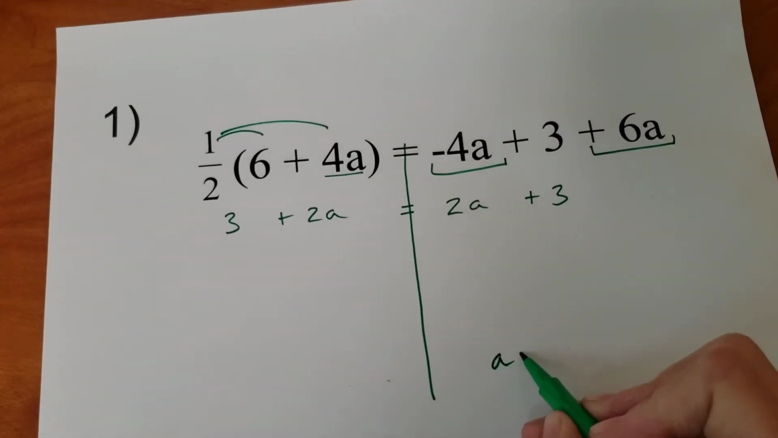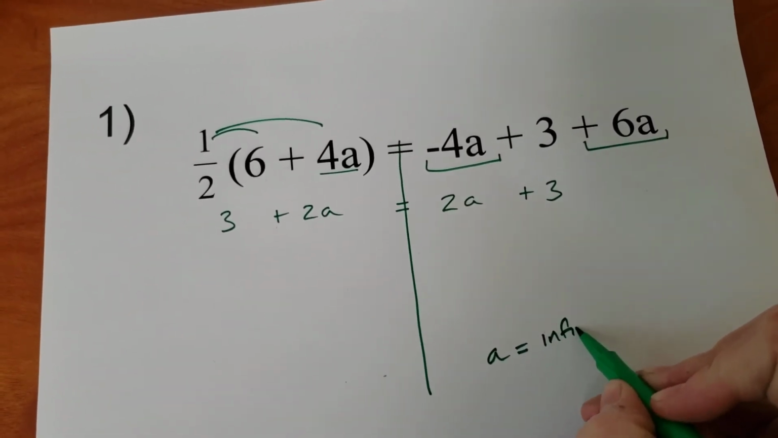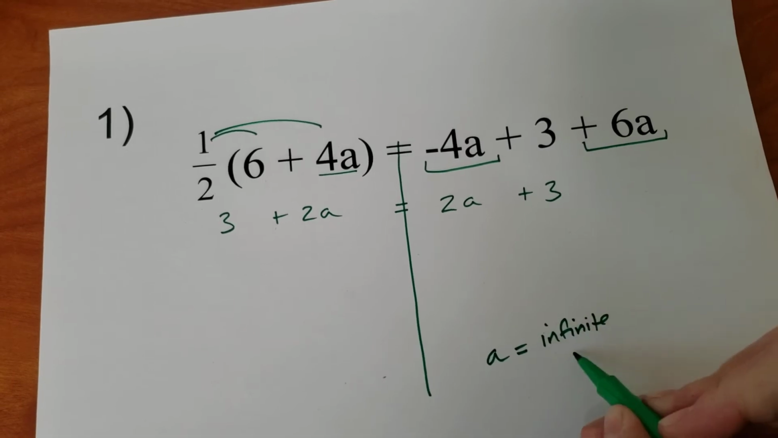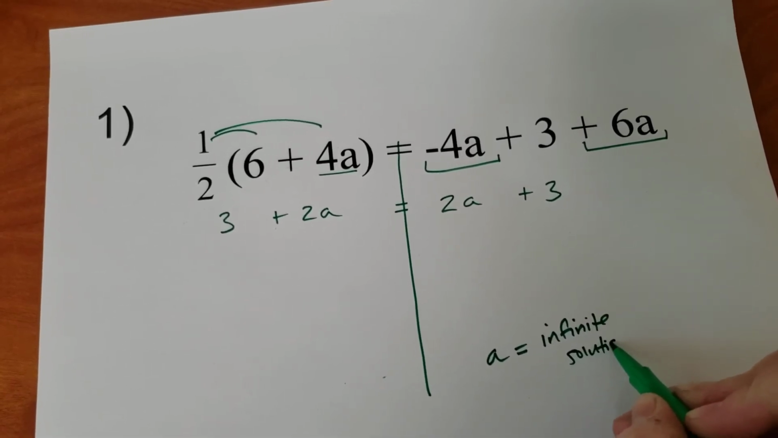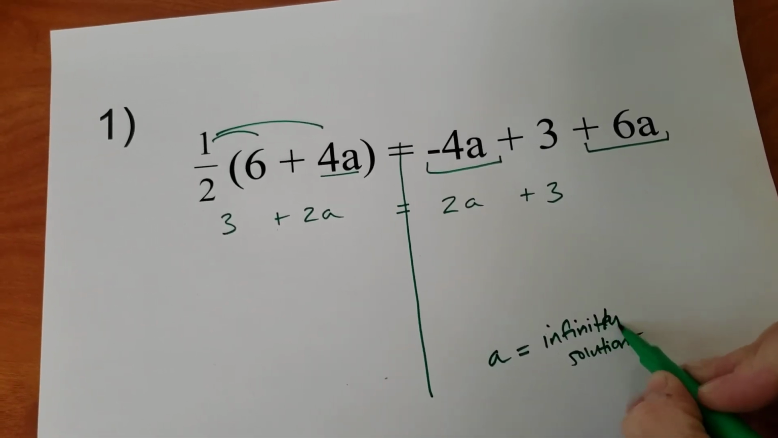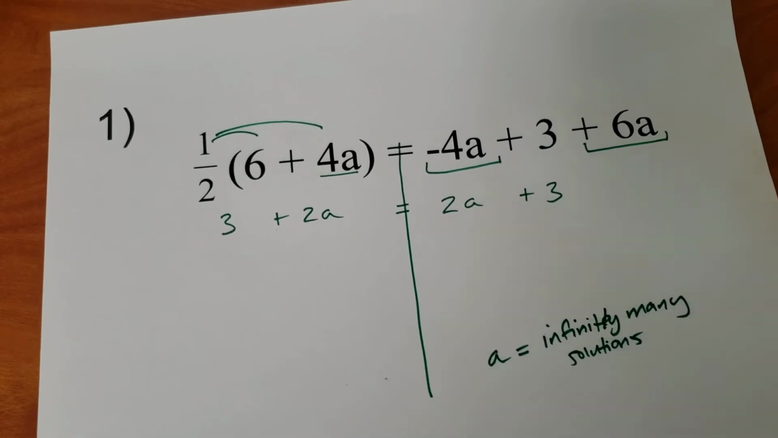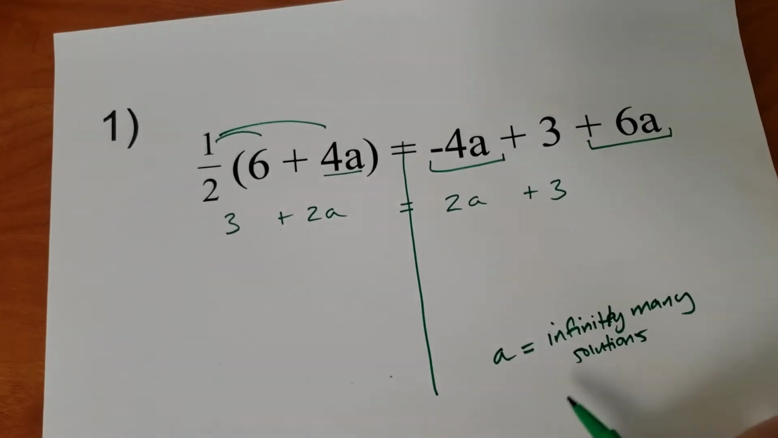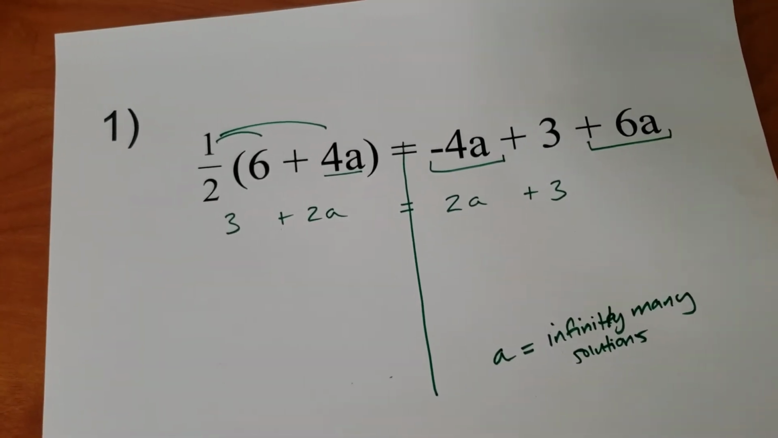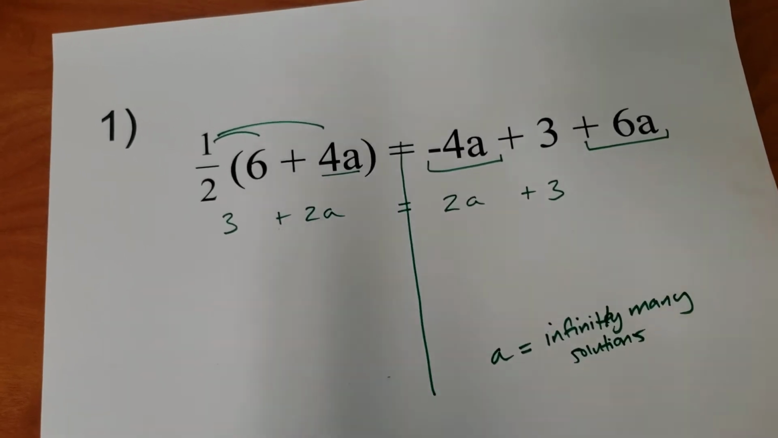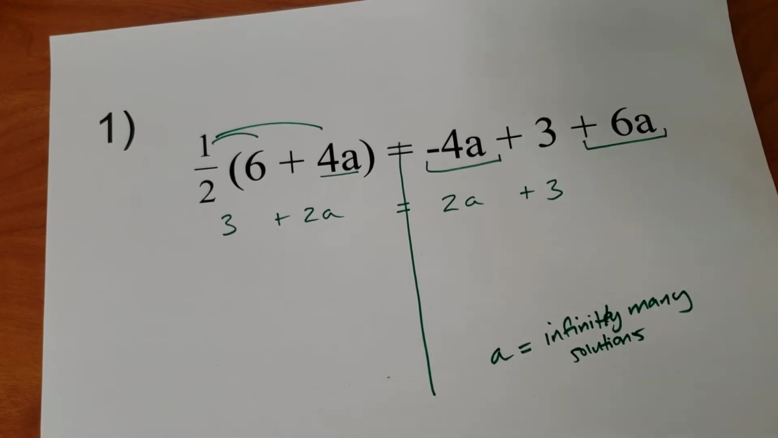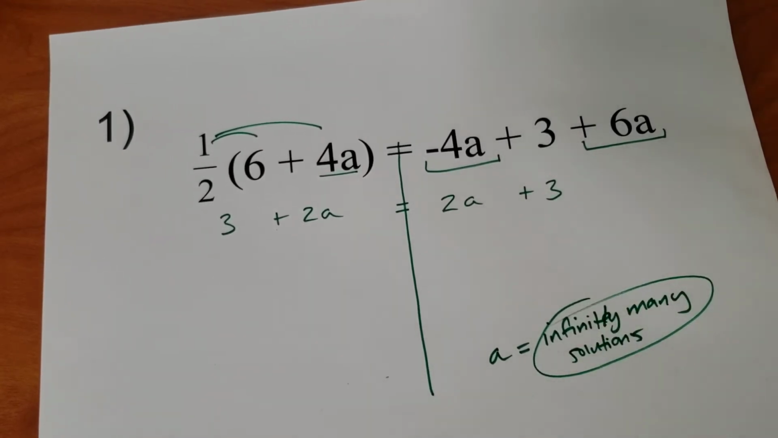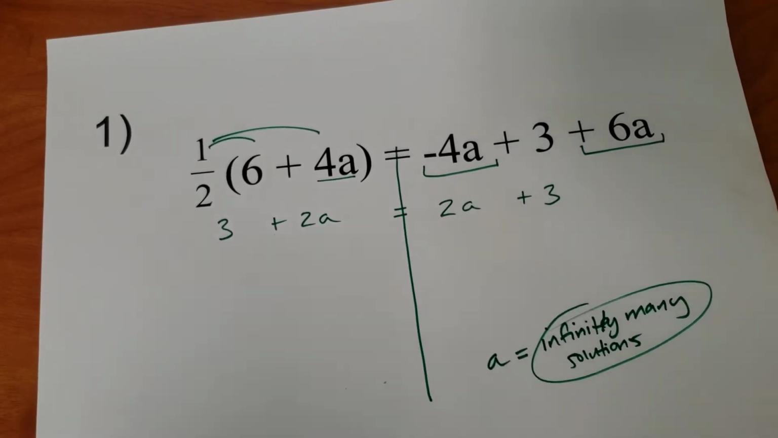So I would say a equals infinite solutions. Sometimes you'll see infinitely many solutions as well. Sometimes kids will ask me, can I just write IS for infinite solutions, or the little infinity symbol? As long as you know what that means, that's typically okay. Just be careful when you enter your answers into Backpack. Infinitely many solutions. We're not going to say that this is an identity. That's the kind of equation it is, but our answer would be the fact that a could be anything.